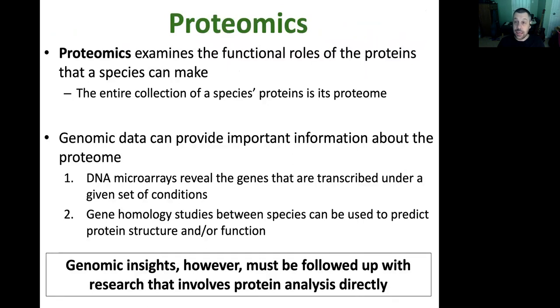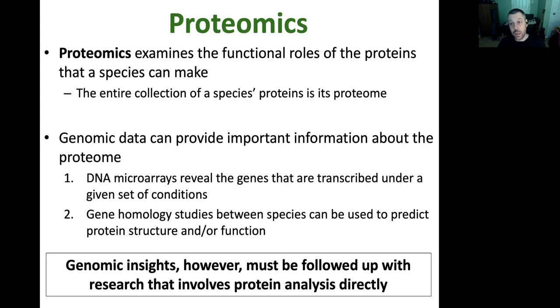That gives us some idea of what a gene might do in an organism. And then proteomics is essentially a way to figure out what proteins are doing at the molecular level. So experiments like DNA microarrays or RNA-Seq might lead you to be particularly interested in a gene.